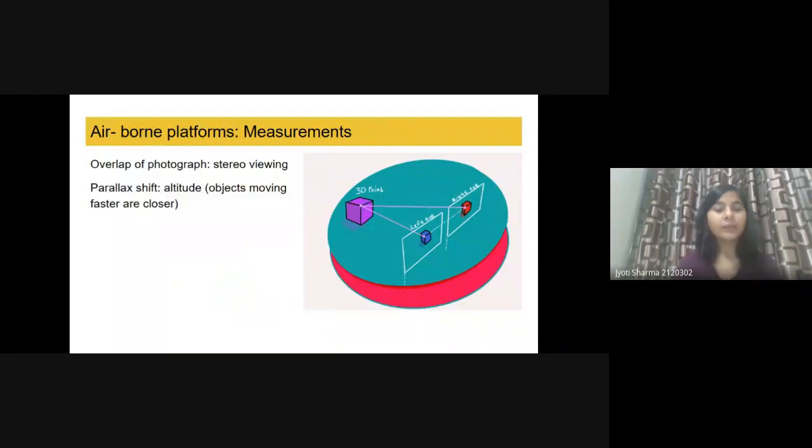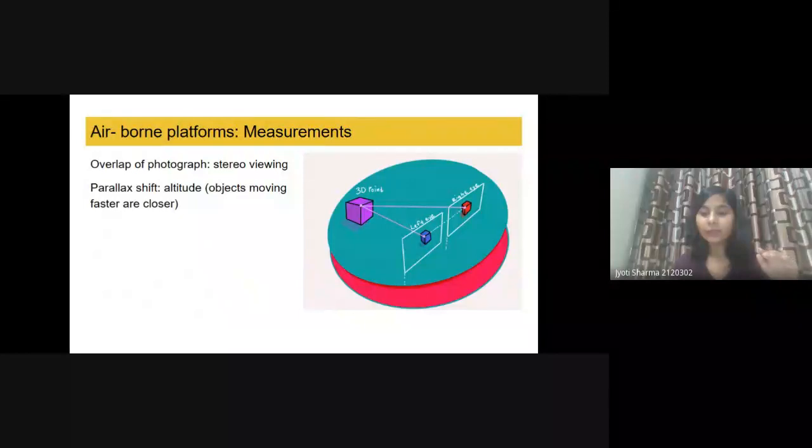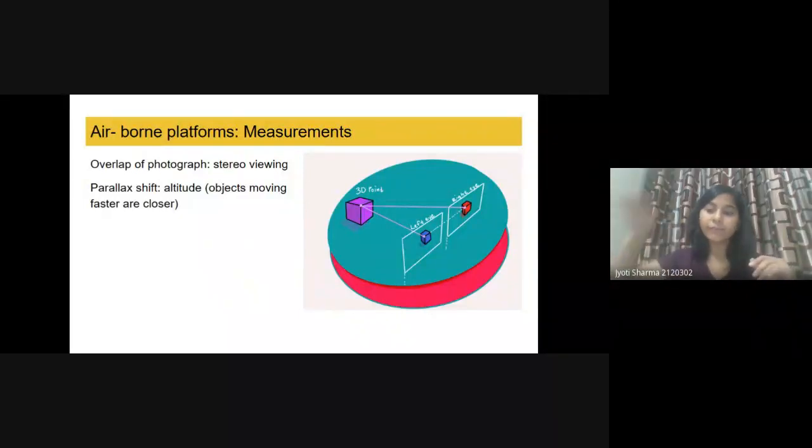Then we have the measurement, how we can do the measurement. Let's say we have an image that is 2D, but you want an image that is 3D. How can you get the 3D image? For a 3D image, you must have stereo viewing. Stereo viewing means you are taking pictures of the same object from different angles so that you get the 3D image. So this is the stereo viewing.